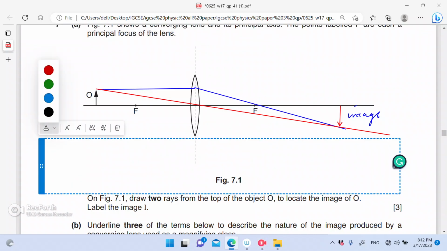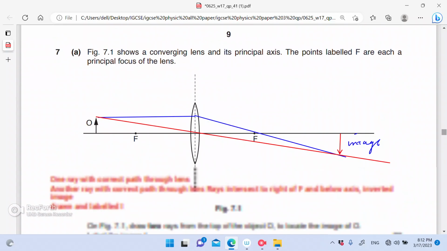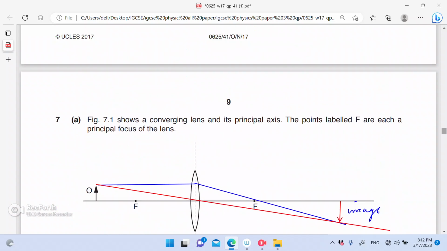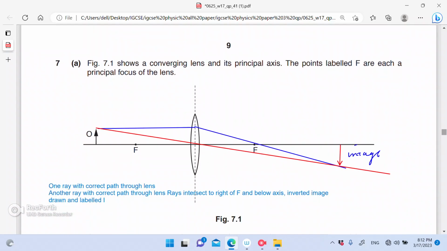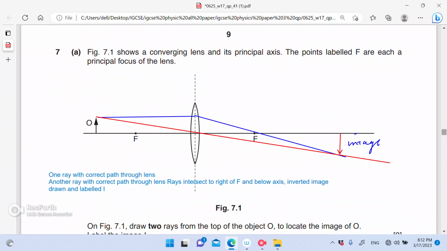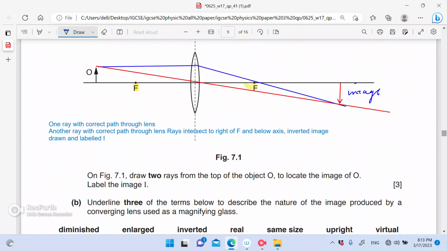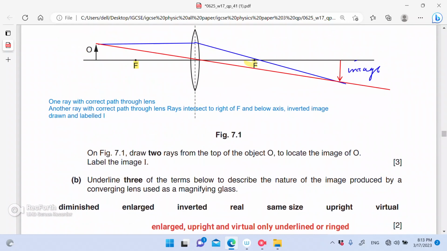Okay, here is one more question. You can see there is one more question number 7, October number 17 form. So there is one converging lens and its principal axis, and there are two principal focus. You can see the point F for each principal focus of the lens. Okay, so you can see these are the principal focus. This line is called principal axis, and these are two principal focus.